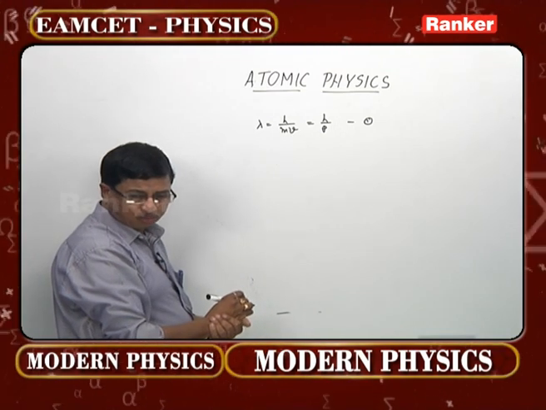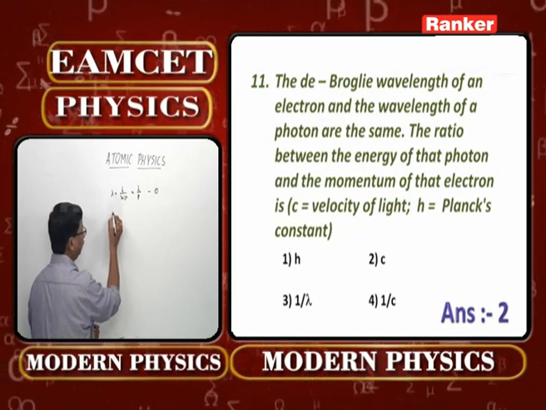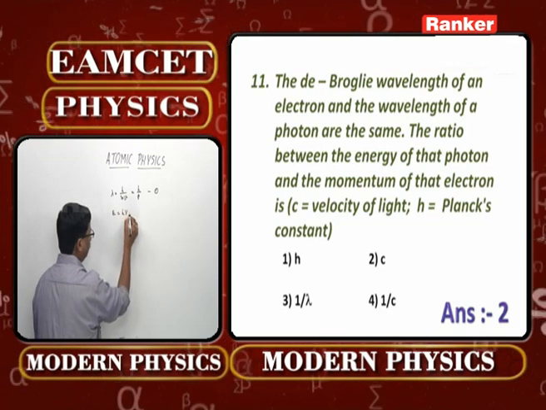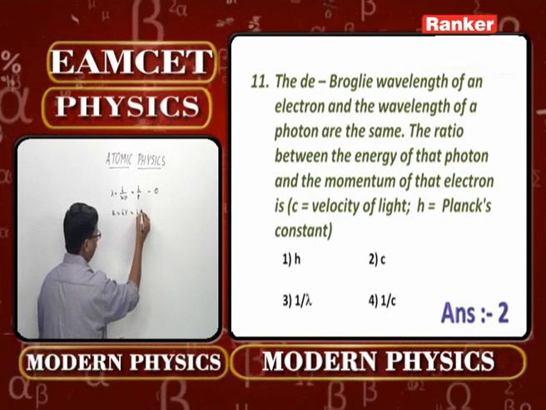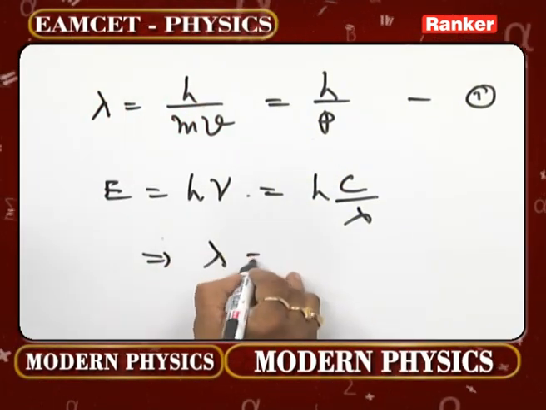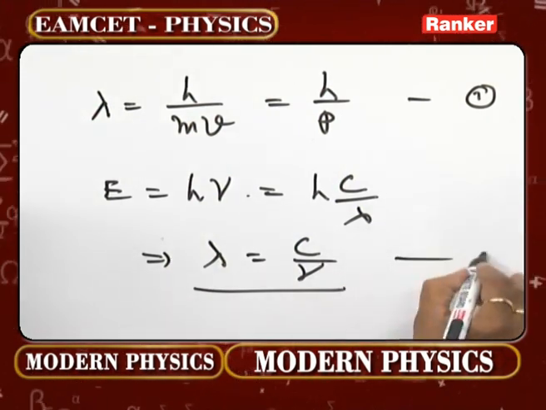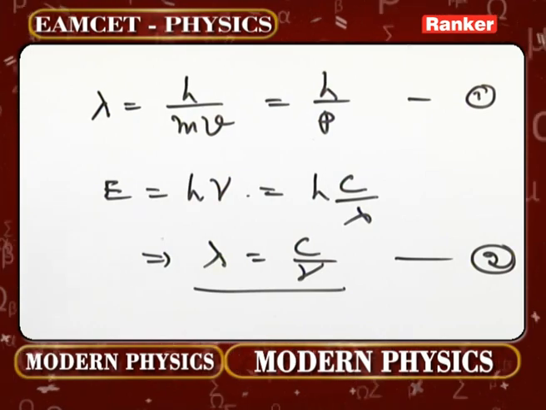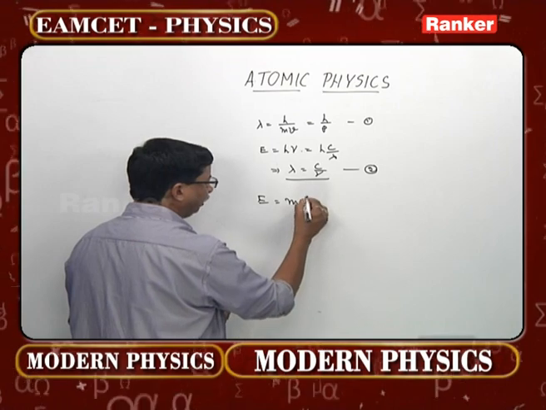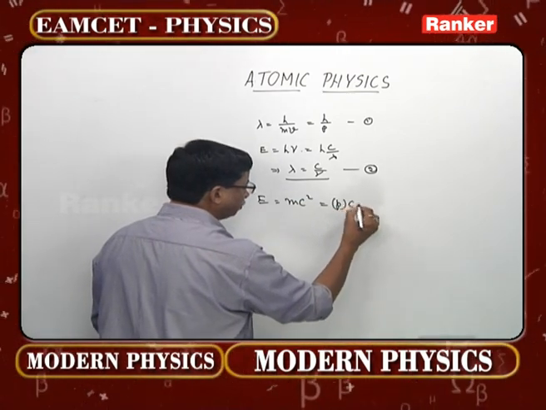What next is he giving you? The second one is the wavelength of a photon. Energy is equal to h nu, and you can write this as hc by lambda. That means the wavelength of the photon is lambda is equal to c by nu. That is the concept. These two wavelengths are going to be the same, as he says. In other words, you can even write E is equal to mc square, and from this you can identify it is momentum into c.